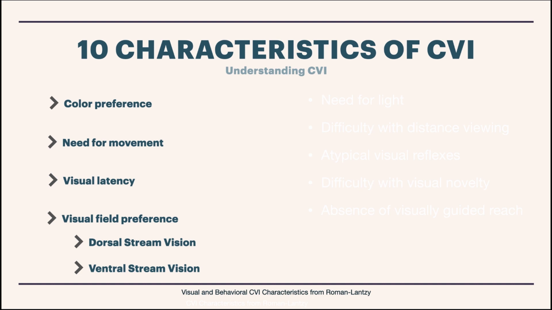It is important for us to understand this. As we learn more about the vision of someone with cortical visual impairment, we must know that if they cannot access their ventral stream vision, they cannot and should not be expected to identify their visual targets.